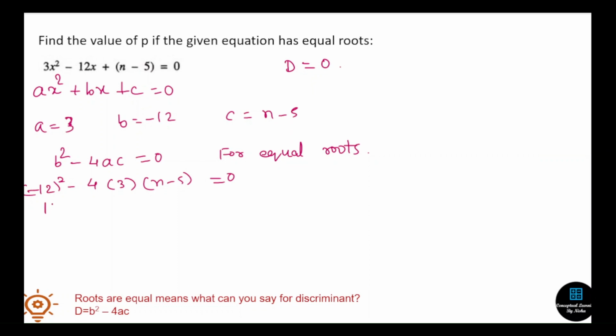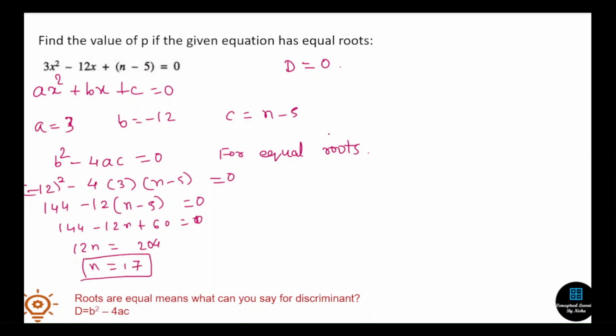Now let's simplify this. So 144 minus 12 into (n minus 5) equals 0. 144 minus 12n plus 60 equals 0. So what do we get? 12n is equal to 204 and on simplifying n is equal to 17. So this is how we can find the value of the unknown.